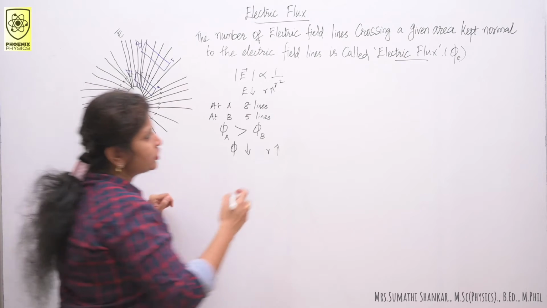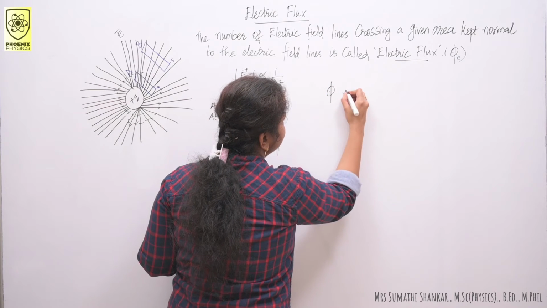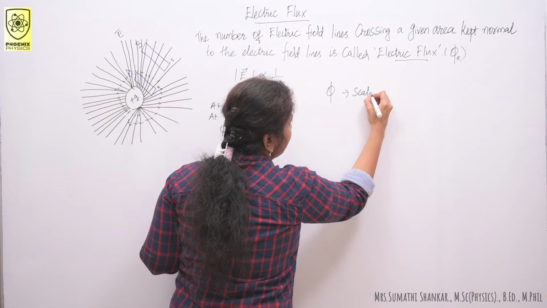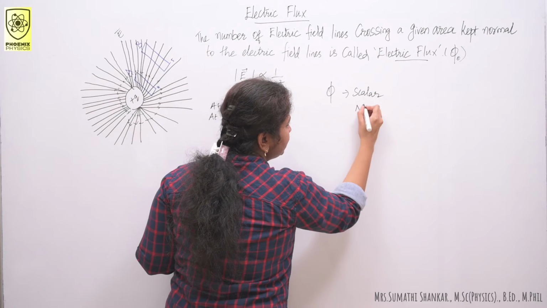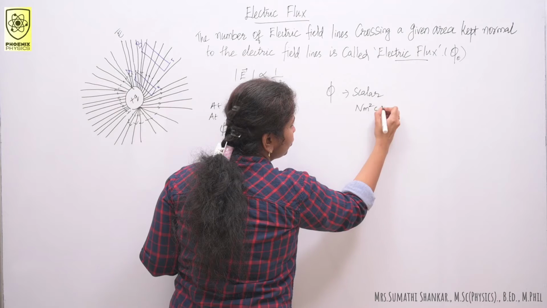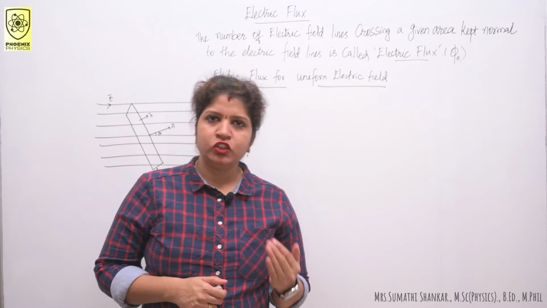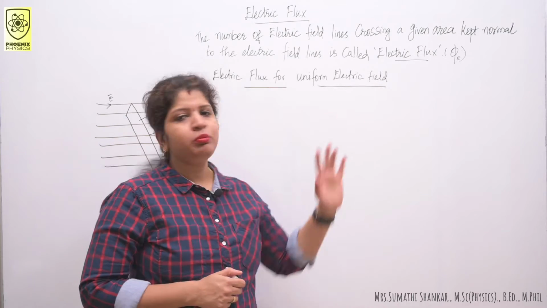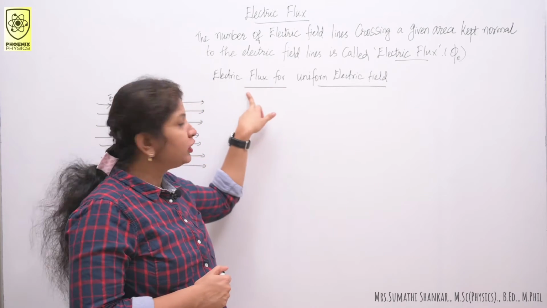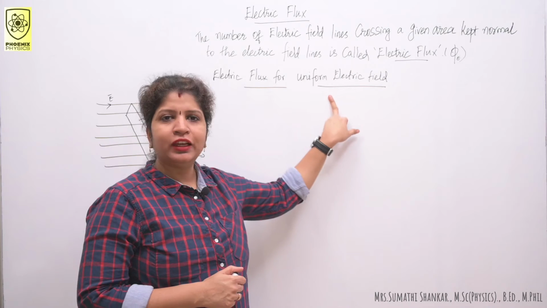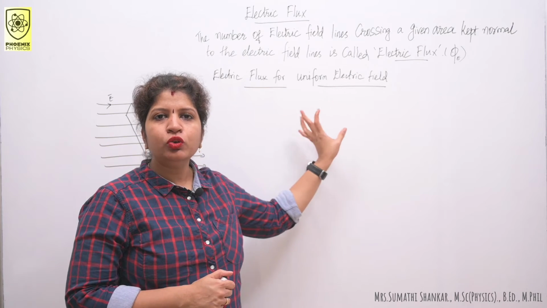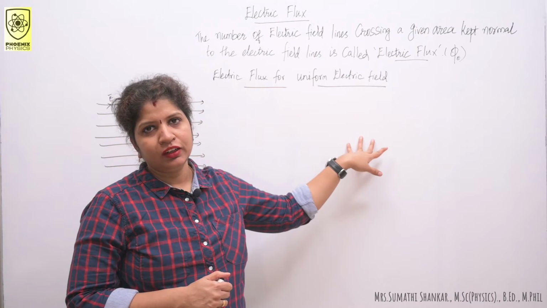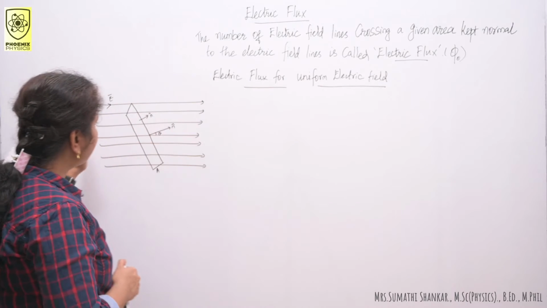Here phi is a scalar quantity and the unit is newton meter square coulomb minus 1. Next topic is electric flux for uniform electric field. Electric flux you know, uniform electric field you know. How do you relate flux and field? Let us see. Look at the diagram.